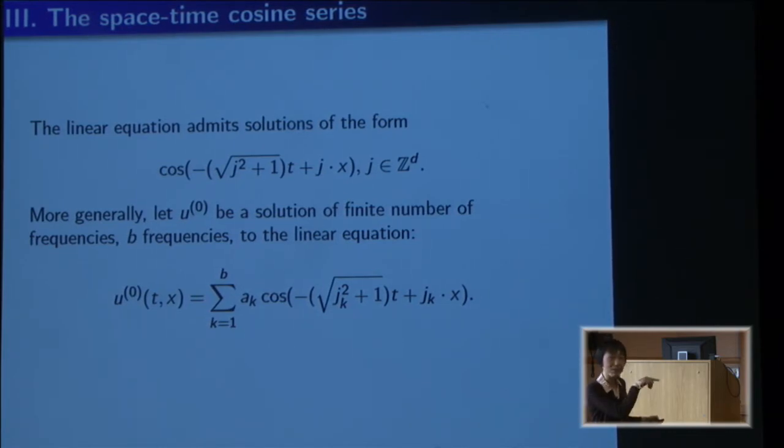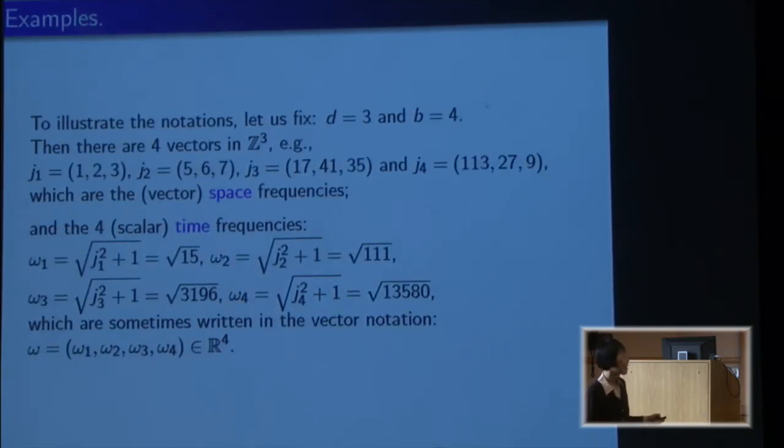I'll go to the next slide, so I can illustrate the notation. It's a bit heavy, I'm sorry. Let us fix d equals 3. We work in 3 dimensions, and we take b equals 4 frequencies in time. Then there are 4 vectors in Z^3, the Fourier dual of the 3-torus. I just arbitrarily took an example. J1 is (1, 2, 3). J2 is (5, 6, 7). J3 is this, and J4 is this. These are the spatial frequencies.